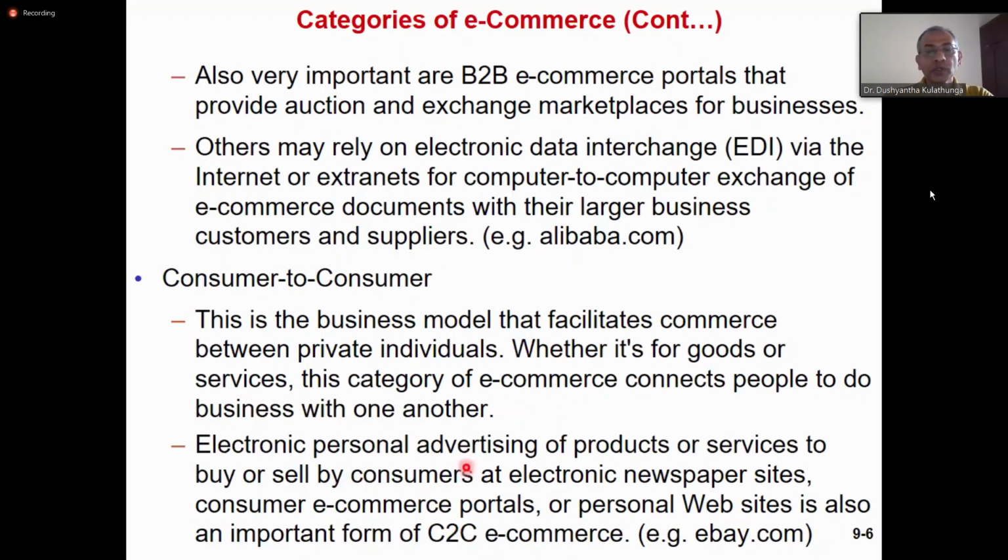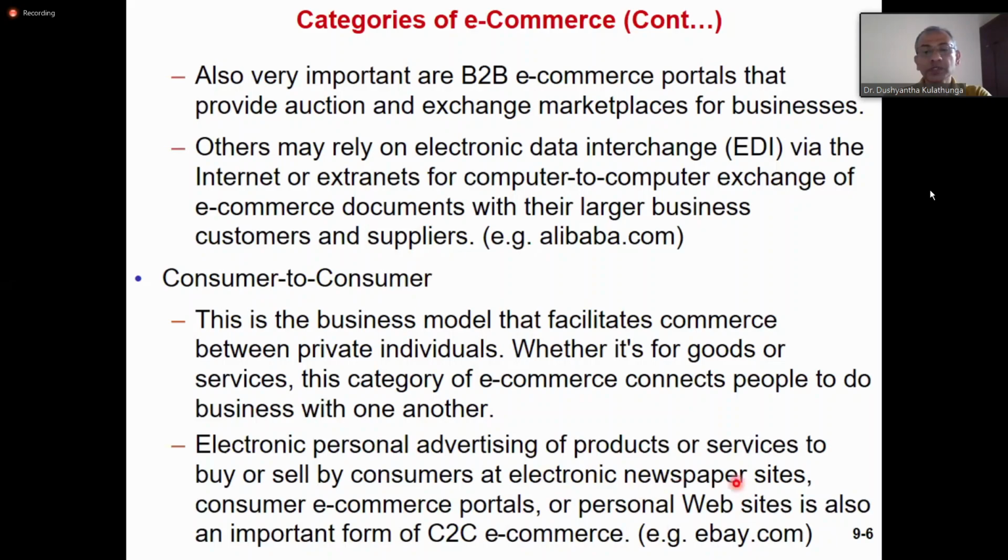Then, how can we enable this C2C transaction? There should be some platform which enables us to connect with other individual consumers. We may use different platforms. One example highlighted here is that we can place an advertisement in an electronic newspaper site. If I am the seller, I will publish an advertisement in an electronic newspaper site or some other site on the internet, indicating the item that I have to sell.